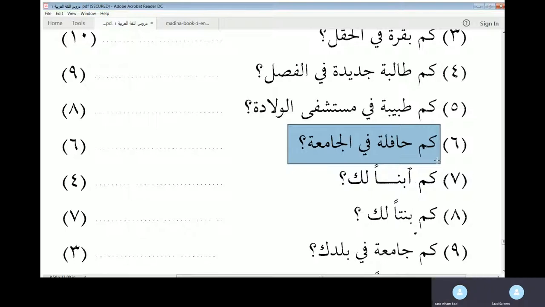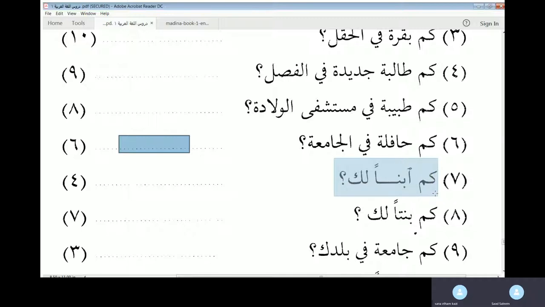Kam abnan laka? Kam hafilatan fil jamiati? How many? Hafilatan is buses. How many buses in the university? Fiha sittu hafilatin. In it are 6 buses.